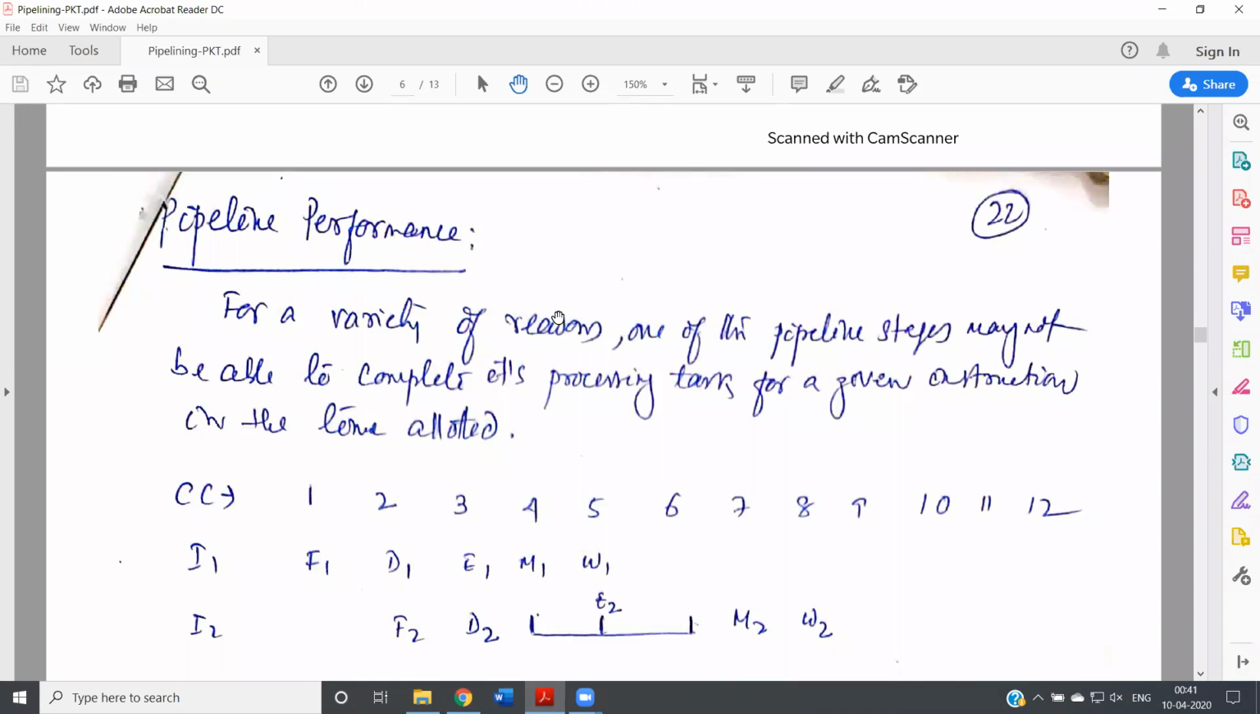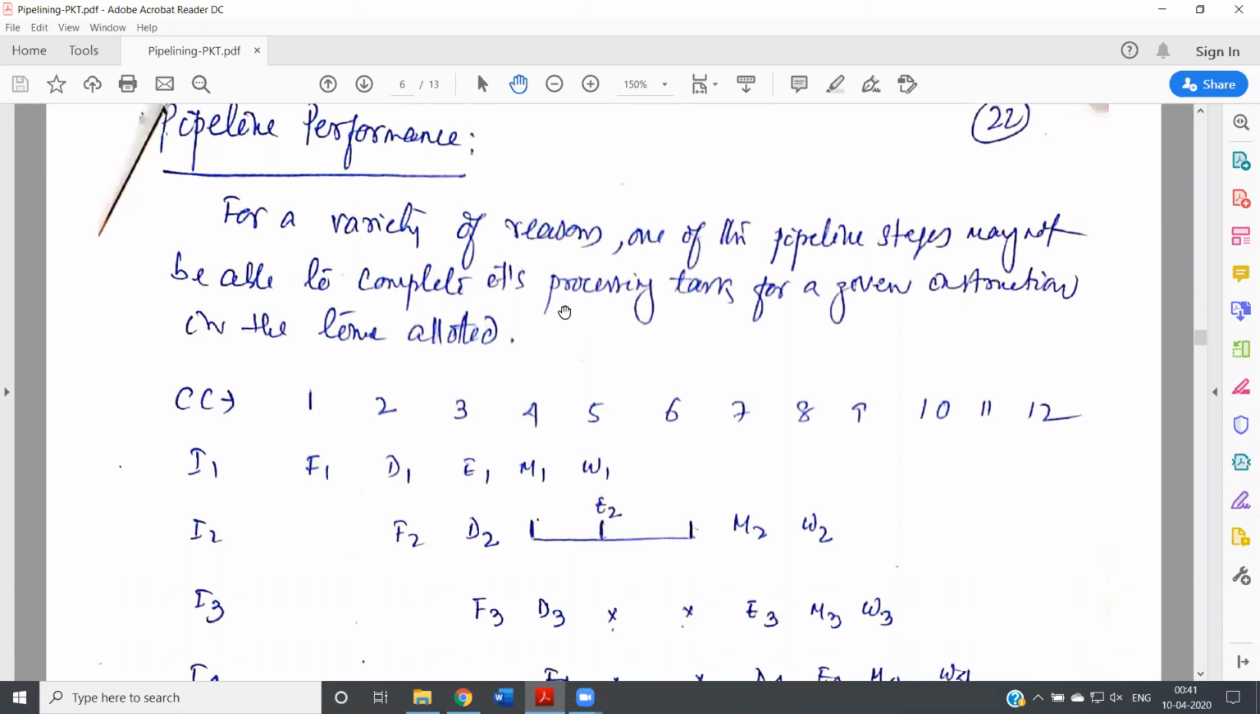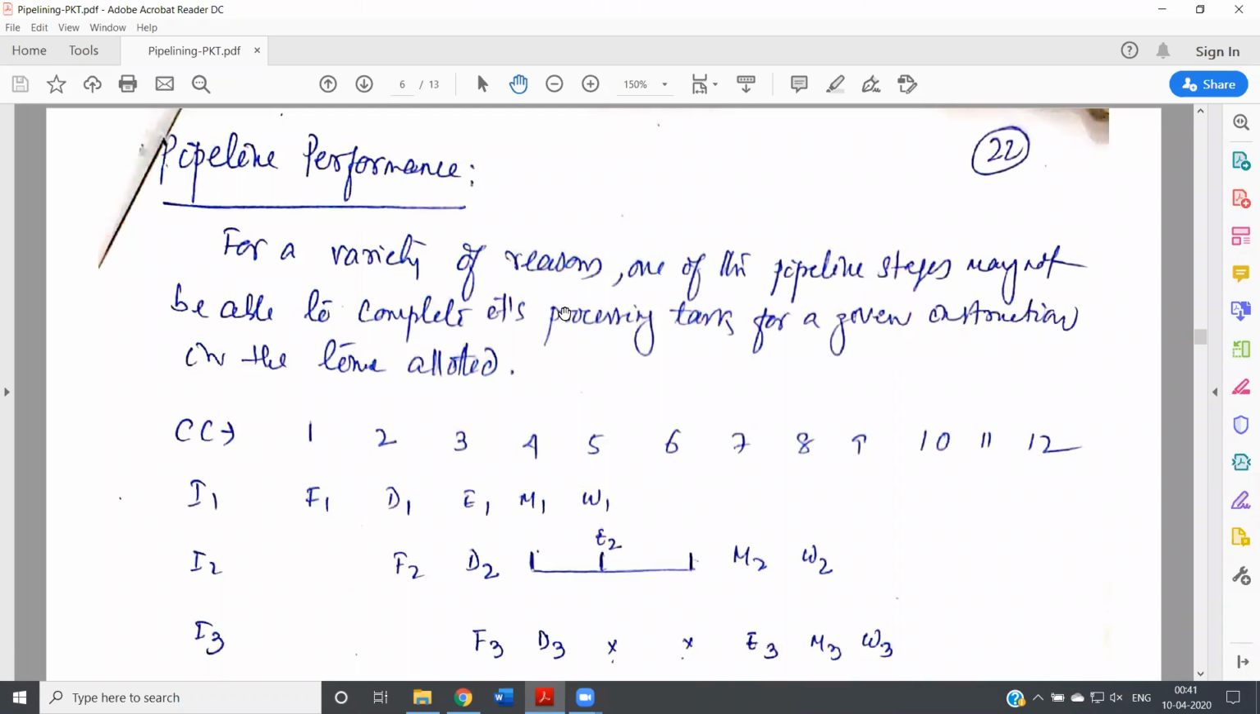Now we'll discuss the pipeline performance. Till now we have discussed how pipeline improves the performance by executing more than one instruction, giving them inside the processor, and in different stages will be busy doing different instructions, executing different instructions over there.